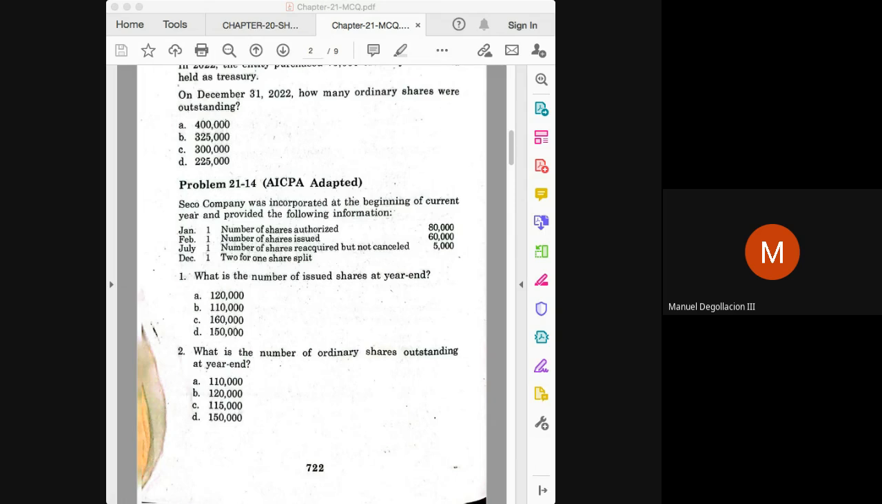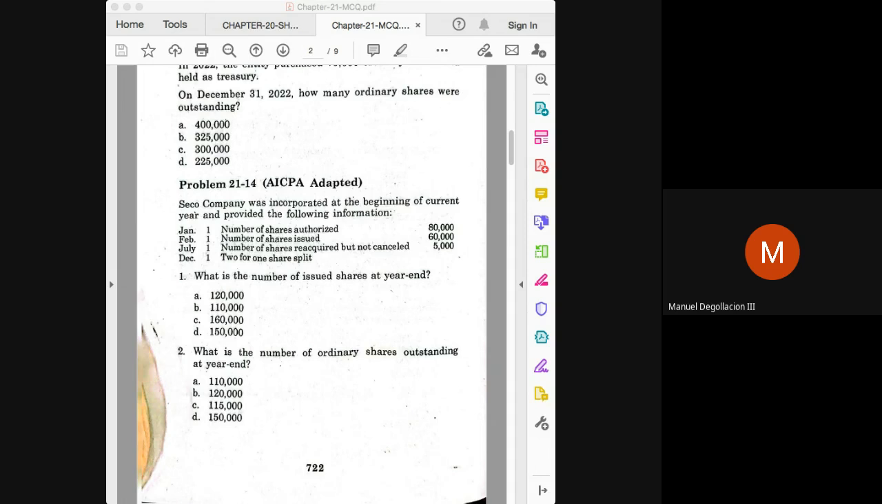Okay, and then a 2-for-1 share split. Okay, so we have issued shares of 60,000 and then we have a 2-for-1 share split. So that means our issued shares would be 120,000. Now we will be using this 120,000 to arrive at our answer number 2.